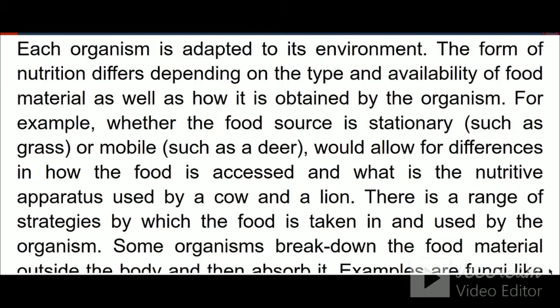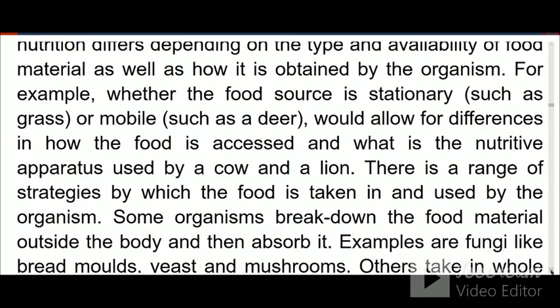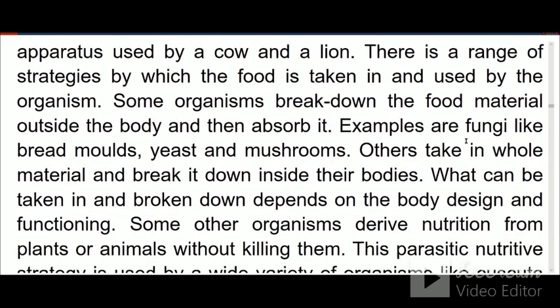While the lion has to hunt herbivore animals. It may be a deer or even a cow. It has to run, it has to spend more energy and it needs a high amount of energy for that. So the availability and the form of nutrition depends on the organism. There is a range of strategies by which food is taken in and used by the organism. Some organisms break down the food material outside the body and then absorb it. So fungi do like this. Fungi like bread mold, yeast and mushrooms break down the food into simpler form outside the body. After that they consume it.